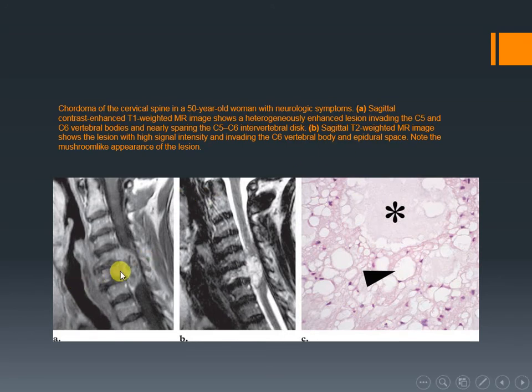You can see the mushroom or bottom or dumbbell shape. So both the vertebra, bulging into the spinal column, compressing the spinal cord, and at the same time, if you notice, the vertebral discs are completely normal. It's not involving the vertebral disc at all.